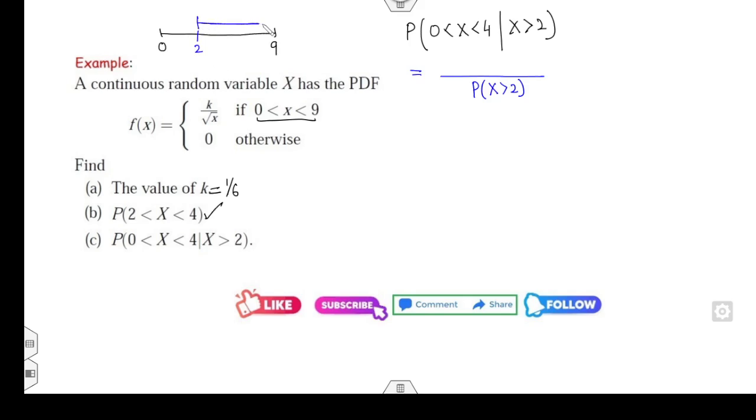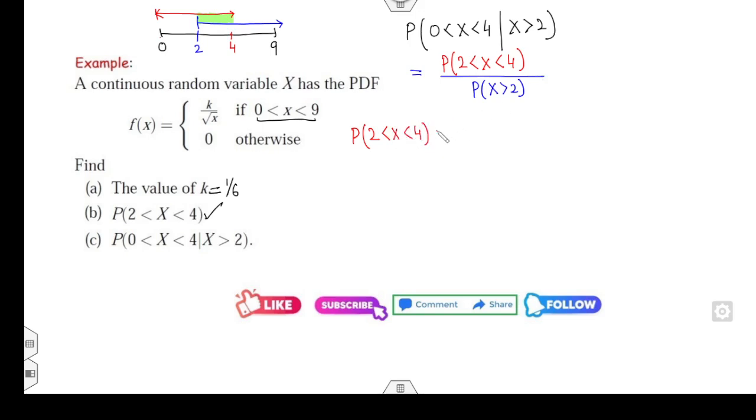This number is my greater than 2. Now look at the numbers which are 0 and 4. 0 and 4 is this portion. So what is the common one? Can you find the common portion? This is the blue and red color line common. Fine. Only this portion is my common line, blue and red. So therefore, you can write the numerator is 2 less than x less than 4.